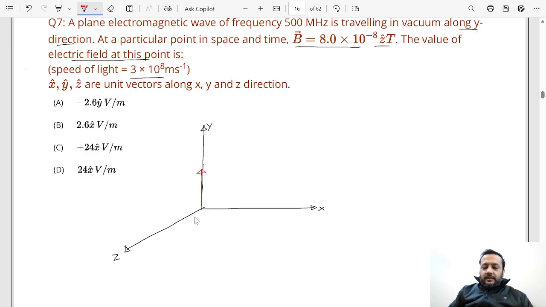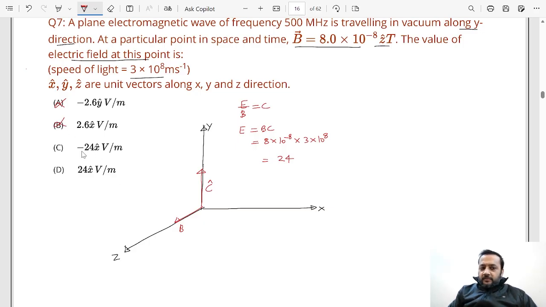Now try to recall that electric field, magnetic field, and direction of propagation of the wave must all be perpendicular. So magnetic field is along the z-axis, and the propagation is along the y-axis. That means electric field must be along the x-axis. So this j cap option is certainly wrong. Out of B, C, D, it must be the answer. Also, the value of E by B is the speed of light, so E is equal to CB. B was given as 8 into 10 to the power minus 8, and the speed of light is 3 into 10 to the power 8. That means the value of electric field becomes 24. So this also becomes wrong.